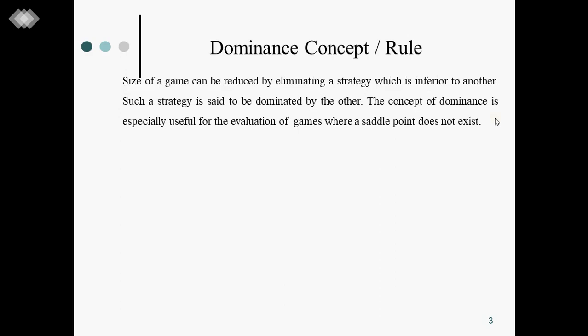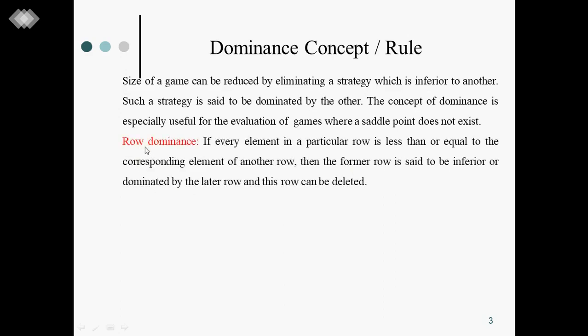But when there is no saddle point, I mean if you find max-min is not equal to min-max, then what you have to do is, by using the concept of dominance, reduce the size of the game. So higher order game to lower order game, that is to 2x2 in general. That 2x2 game, by using the formula that we discussed in the previous session, we can solve to find out the probabilities of using the respective strategies. So now, what is the meaning of this dominance? Let us understand in steps.